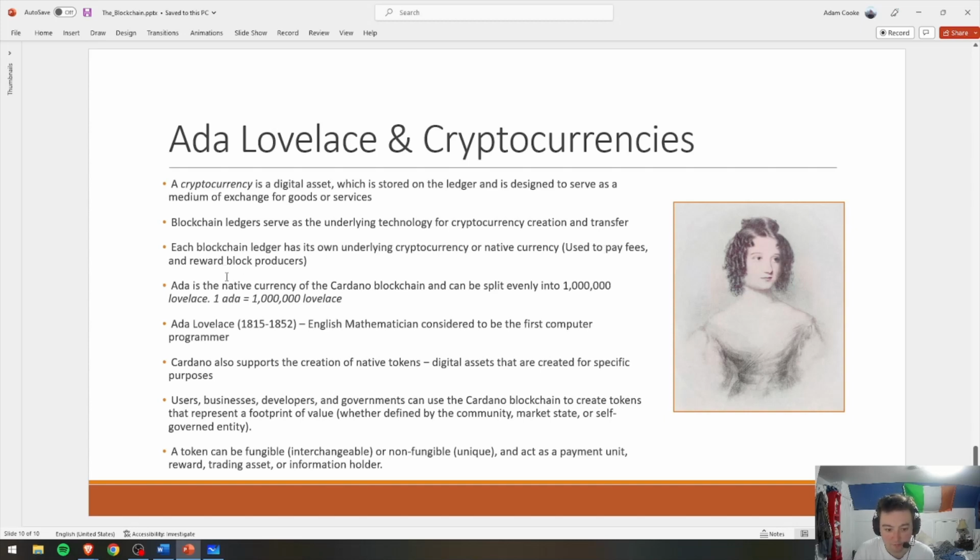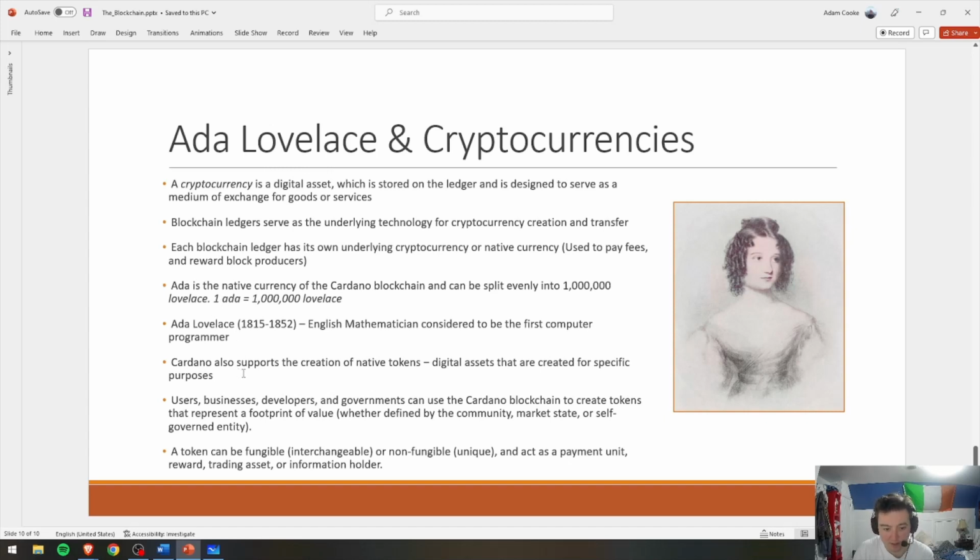So yes, ADA is the native currency of the Cardano blockchain, and it can be split evenly into a million Lovelace. So one ADA is a million Lovelace. Most of the time, as a user of the chain, you don't actually end up referring to Lovelace. It's a pretty small denomination, and so you normally talk in terms of ADA.